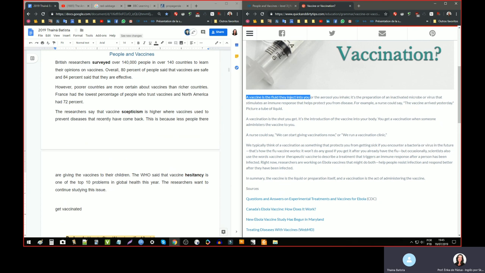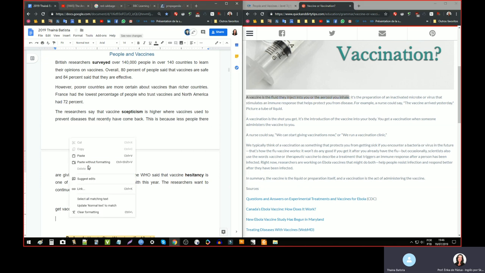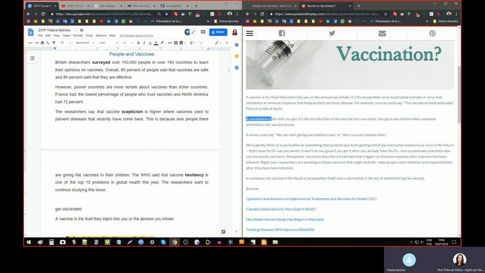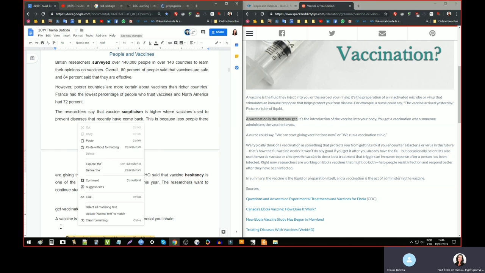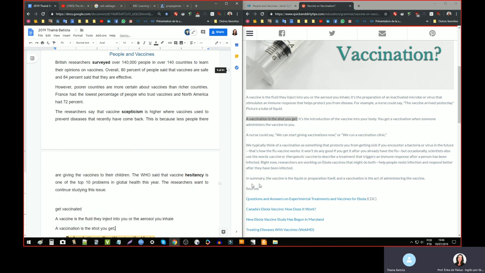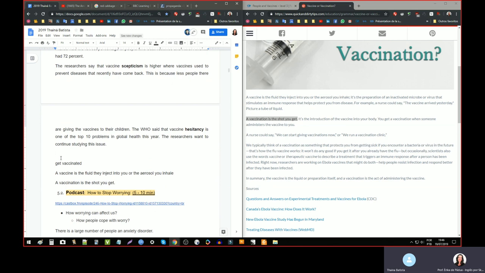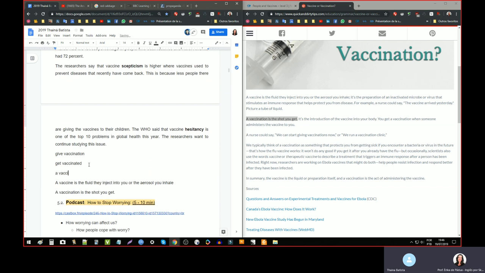Yes, that's the difference. So the vaccine is the fluid, okay? I'm going to copy this for you here. The vaccine is the fluid, and the vaccination is the shot you get. The shot is the same as vaccination. So a nurse could say, we can start giving vaccinations now. So, give vaccination. And we say a vaccination clinic. I got vaccination clinic.